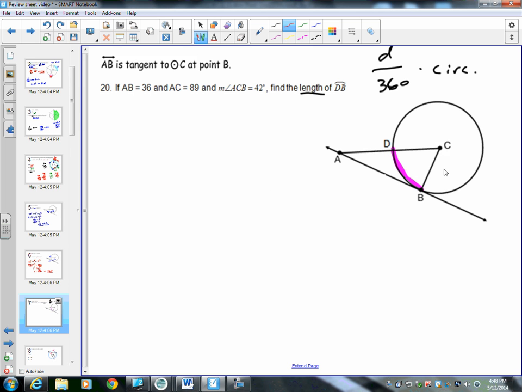Before we can do all that, though, we need to be able to find the degree measure. We need to know what the circumference is. And right now we don't know anything. So let's first write down what we do know. So it says AB is 36, AC is 89, and the measure of angle ACB is 42, can we find the length of arc DB?